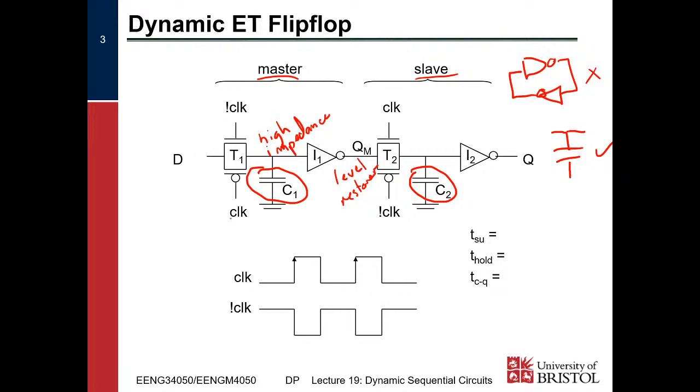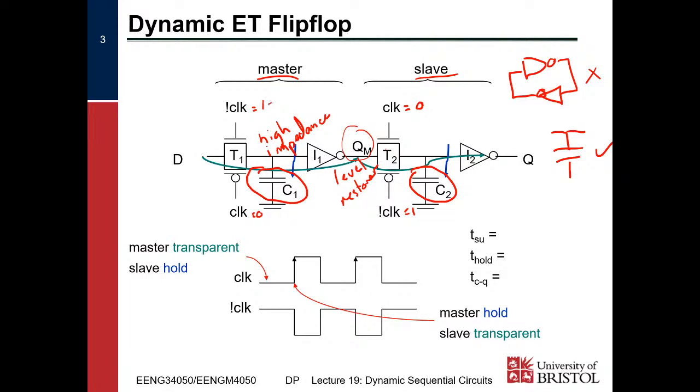So we have a master unit which, while the clock is low, so clock equals 0 and not clock equals 1, this transmission gate T1 will be turned on, and so we'll charge or discharge C1 appropriately, and the value will propagate through to QM, our midpoint in our circuit, right? The slave, on the other hand, has clock equals 0, not clock equals 1, and we see that this one is currently turned off. And so I2 is driven purely by whatever was stored on C2.